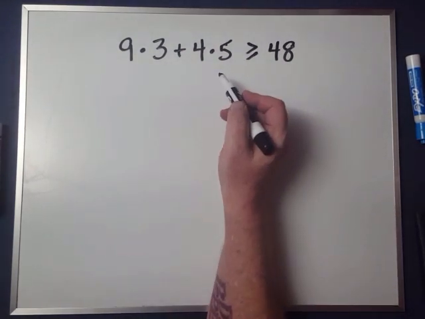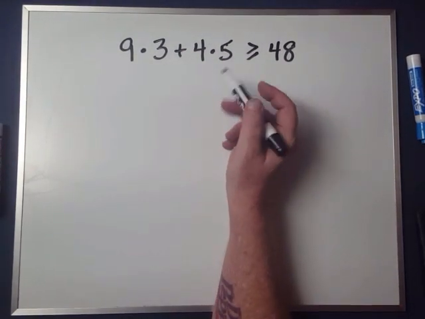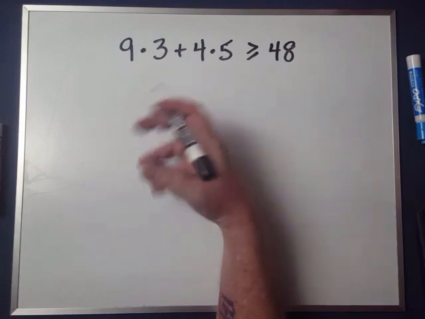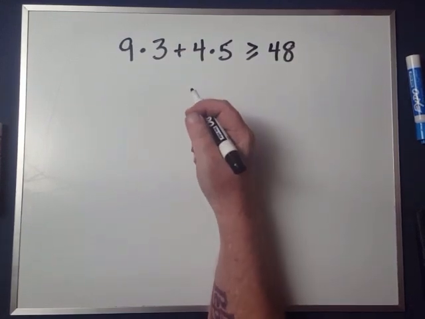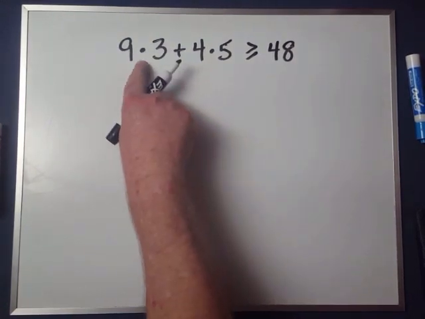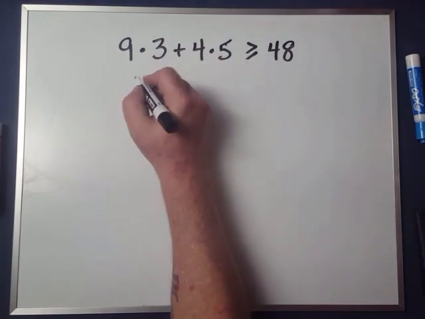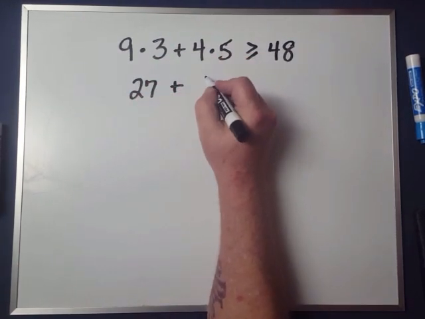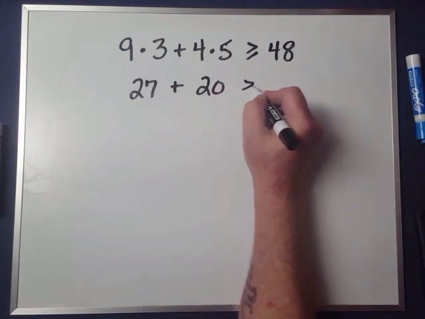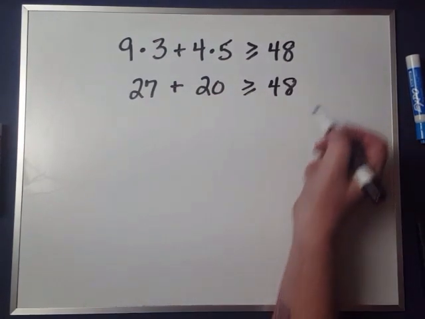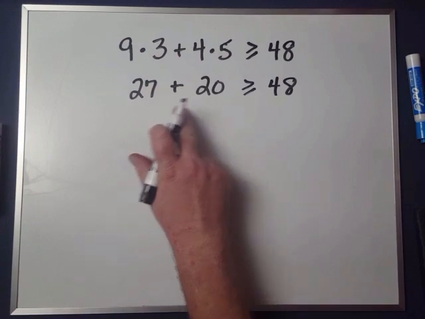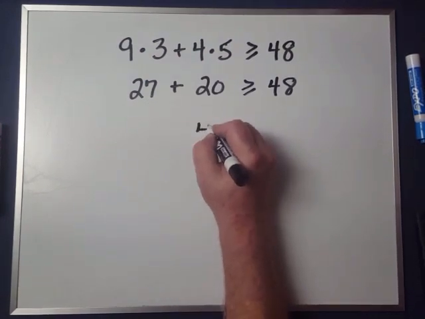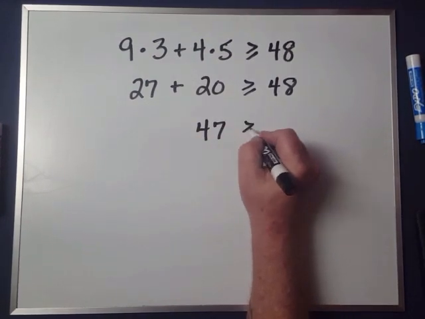We follow the order of operations. We don't have to be told that. We know that anytime we are evaluating, we're under the order of operations. We multiply. 9 times 3 is 27. Plus this multiplication, 4 times 5 is 20. Keep going. 27 plus 20 now is 47. We have simplified both sides.